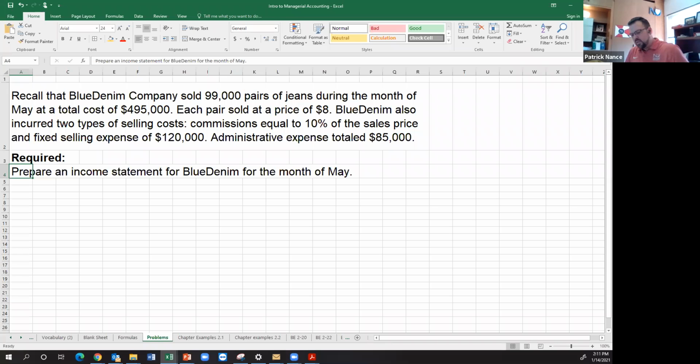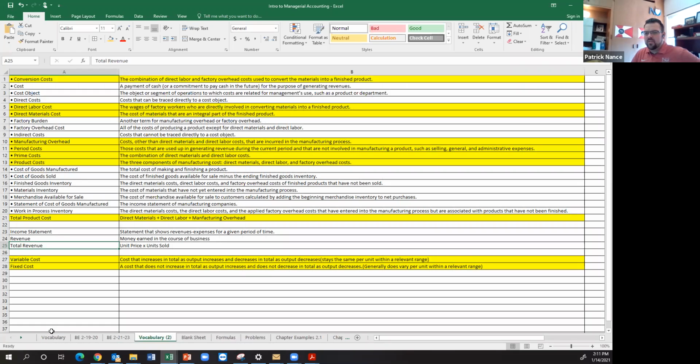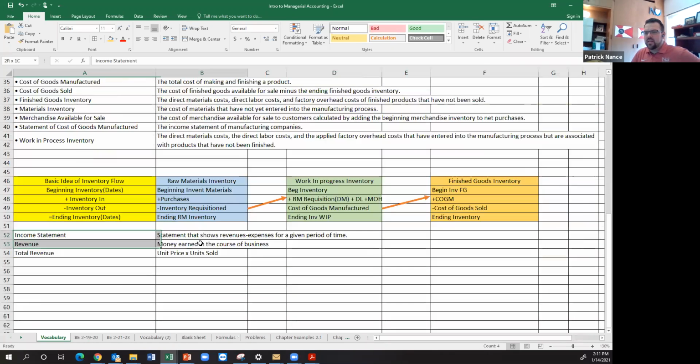Okay, and kind of the final major thing for this chapter we're going to look at is an income statement. So an income statement, go back to my vocabulary sheet here that I had. I'd mentioned an income statement before. I said an income statement shows revenues minus expenses for a given period of time. Revenue, remember, is all the money earned in the course of business. And we generally find a revenue in a manufacturing firm by the unit price times how many units are sold.